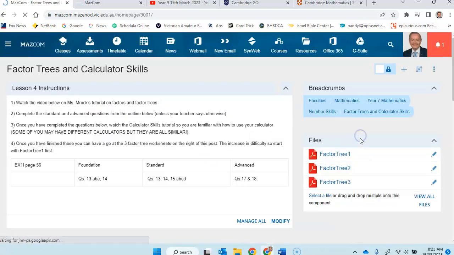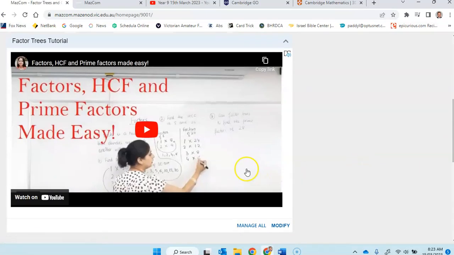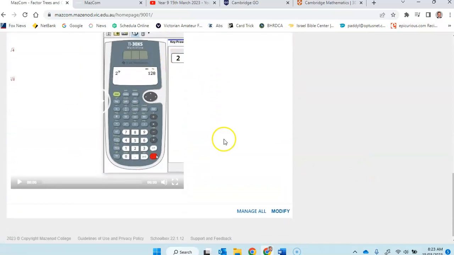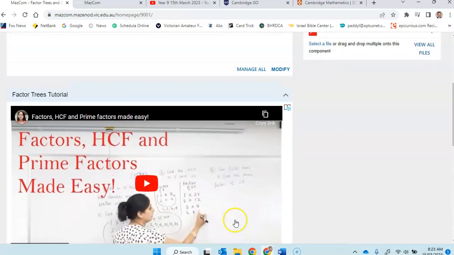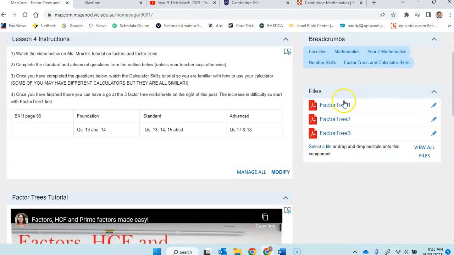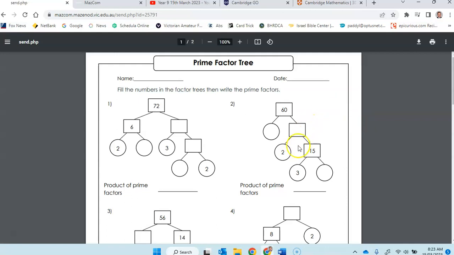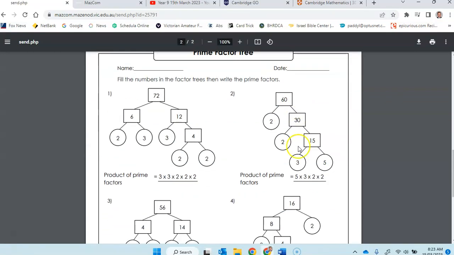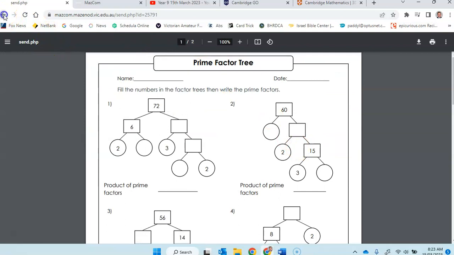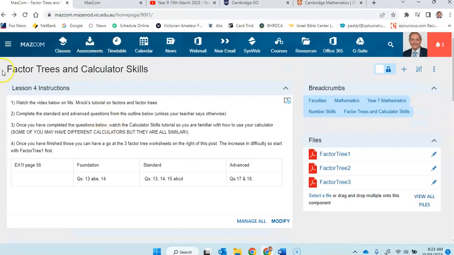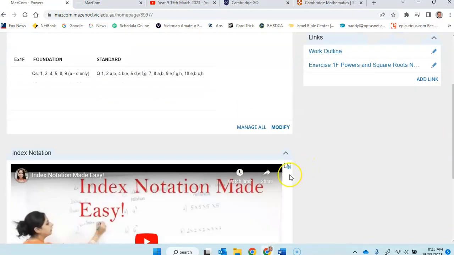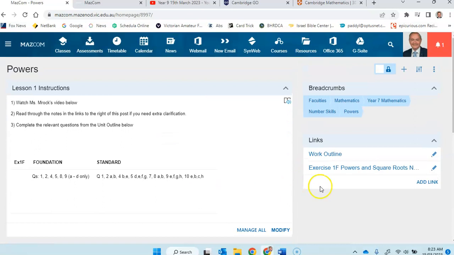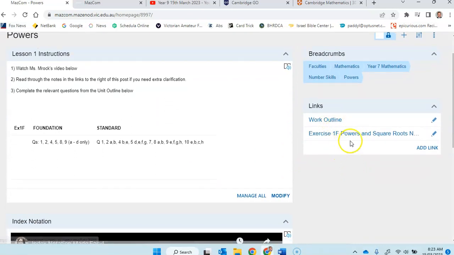We also had a look at factor trees and calculator skills. There's a video by Miss Shangari, and there's also one here on the calculator. And we've got, again, some worksheets that can be done. You can have a look at those. And powers is what we started yesterday. Index notation, of course. There's a work outline which you've got, and powers and square roots.